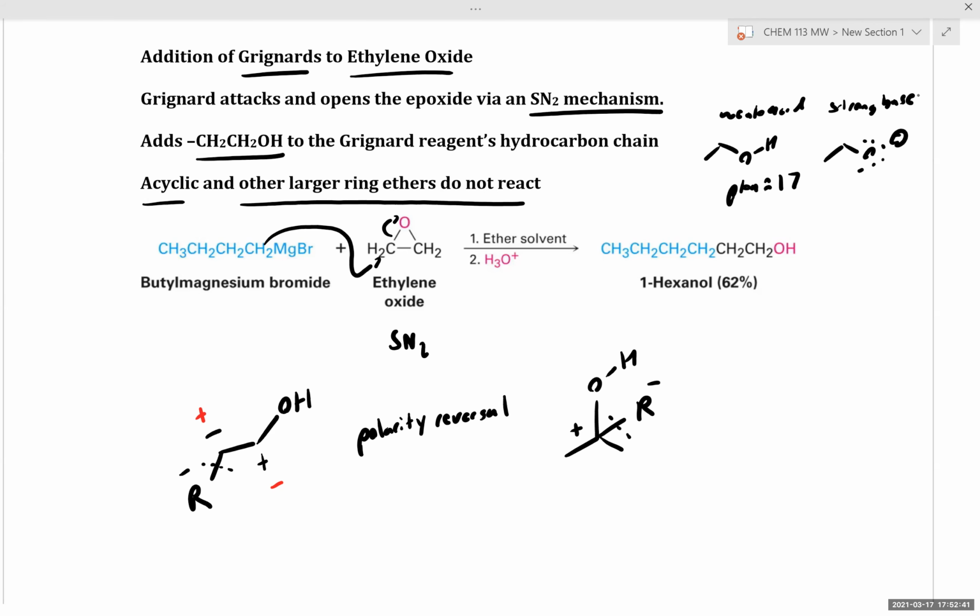So you can open epoxides under Lewis acidic conditions, but that's a little bit different in terms of what other side reactions can occur. Did that answer your question?